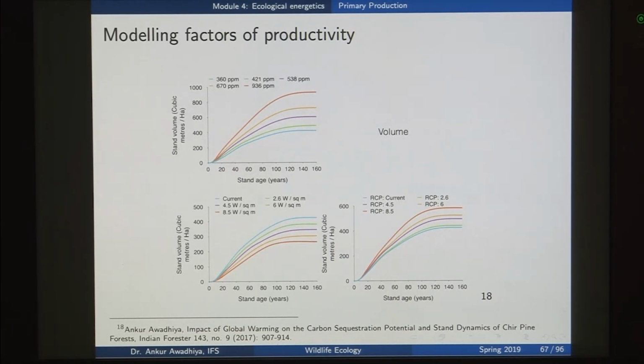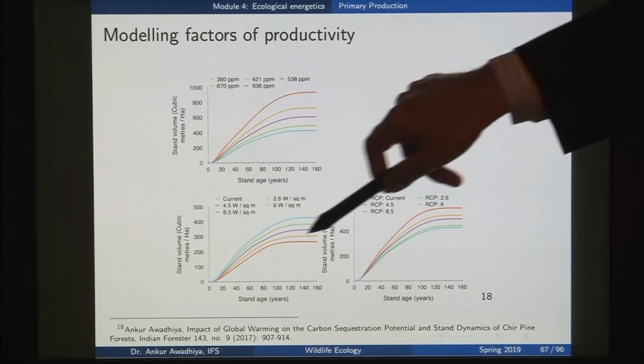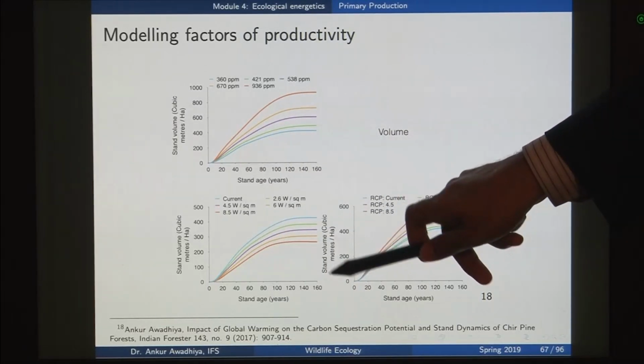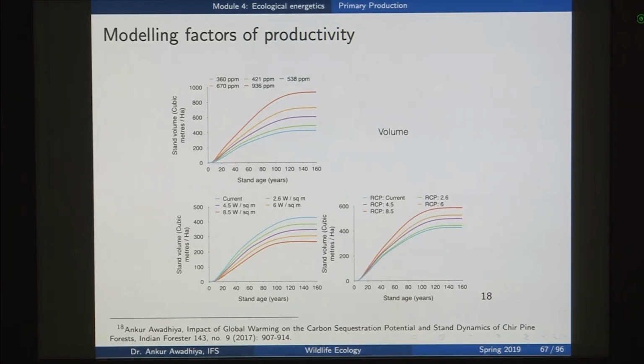Whereas, if you keep the carbon dioxide constant and only increase the temperatures, in that case the stand volume goes on decreasing with different levels of global warming. These are the standard scenarios that have been used. They go by the name of representative concentration pathways, and these are the standard scenarios through which we model different levels of global warming.